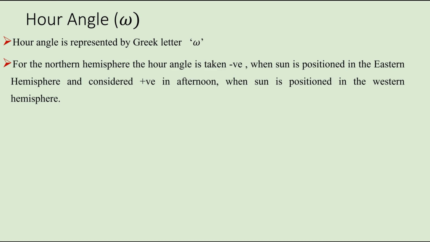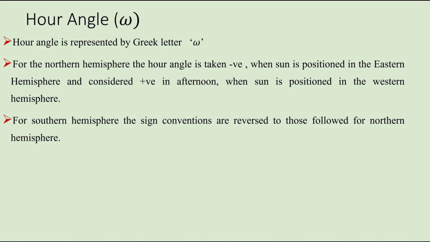For the northern hemisphere, by sign convention, it is taken as negative when the sun is positioned in the eastern hemisphere, and it is considered positive in the afternoon when the sun is positioned in the western hemisphere. For the southern hemisphere, the sign conventions are reversed to those followed for the northern hemisphere.